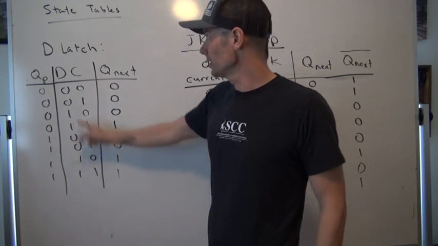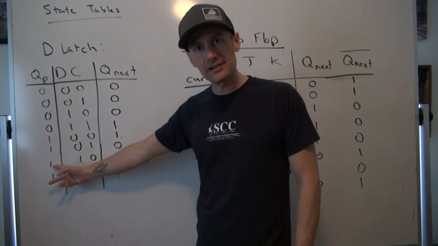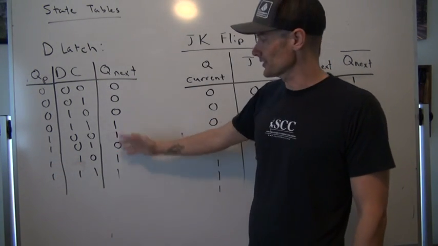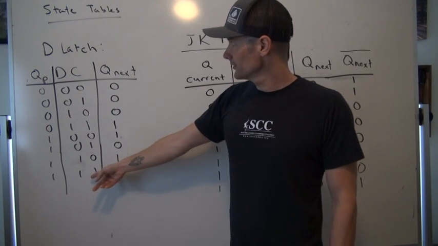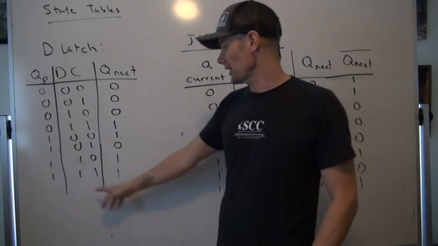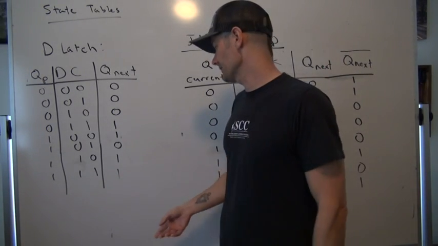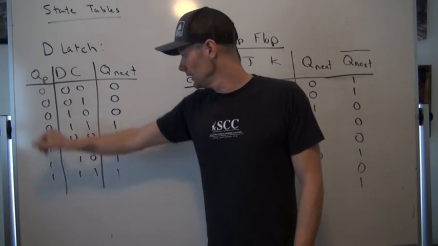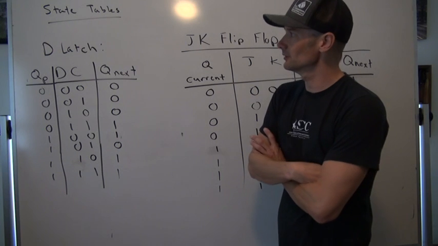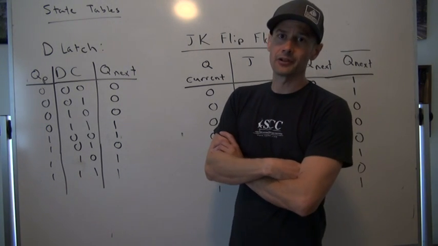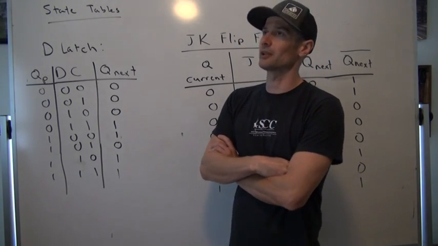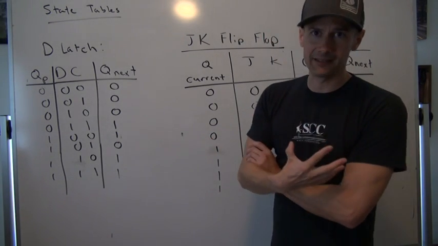Here, C is 0, D is 1, Q prior is 1. Therefore we hold that. Conversely, same down here. C is 1, so the latch is enabled, but Q prior was 1. D goes high, therefore we are still in a set state, but nothing changes because Q prior was 1. So reading the D latch state table is very simplistic to do.